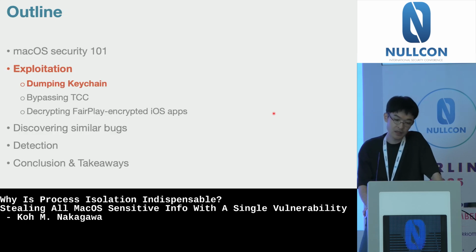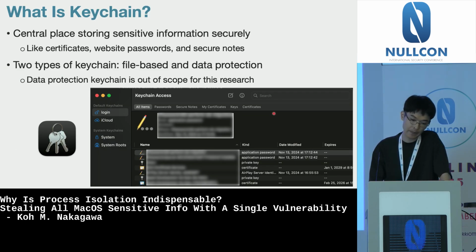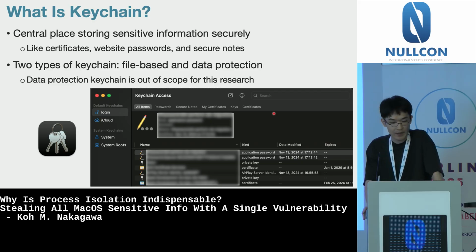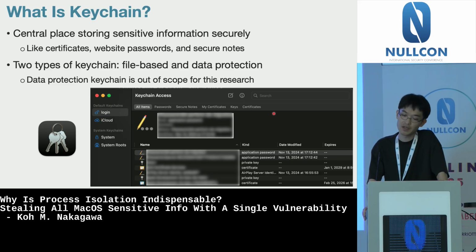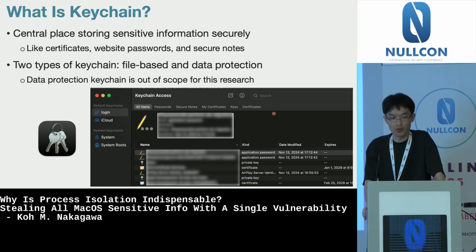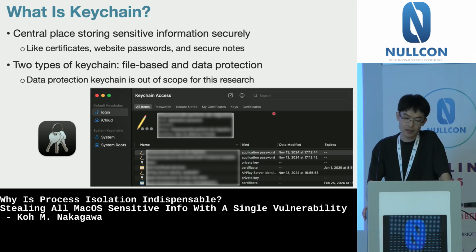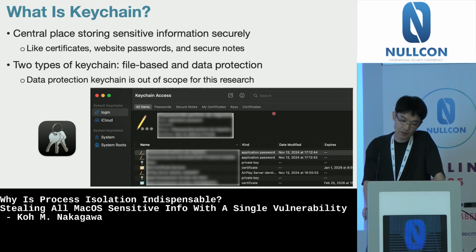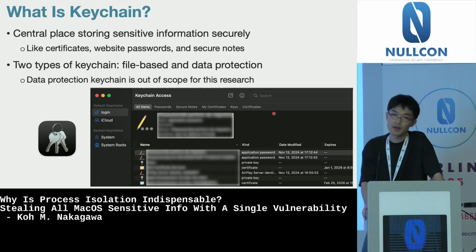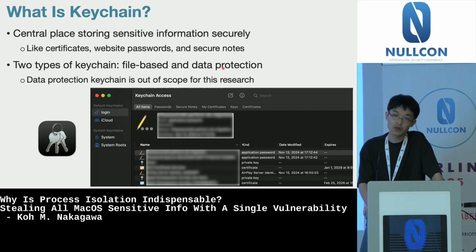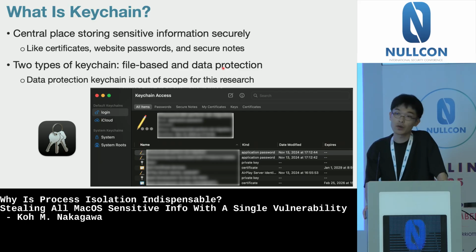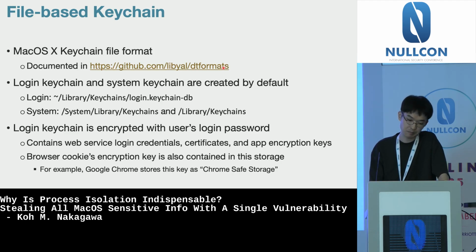The first one is dumping a login keychain. So what is a keychain? It's a central place for securely storing sensitive information, such as certificates, website passwords, secure notes, and more. You can think of it as a built-in password manager. There are 2 types of keychain, a file-based one and a data protection keychain. The data protection keychain is outside the scope of this research, so I'll focus on the file-based type.